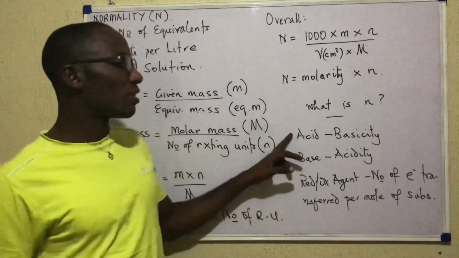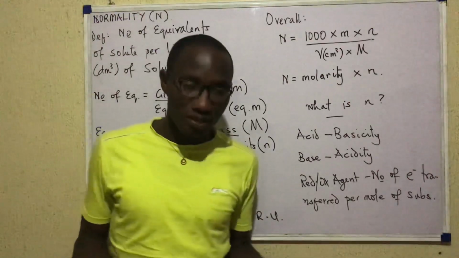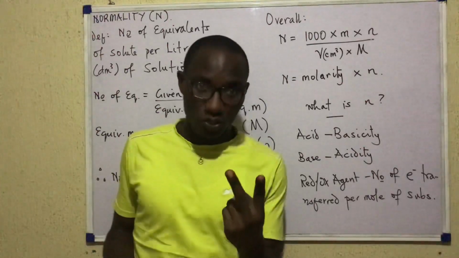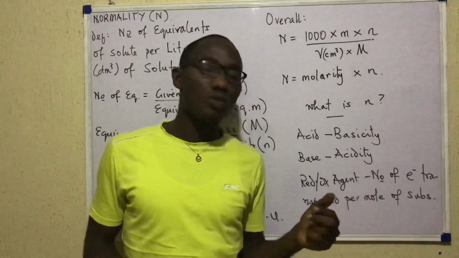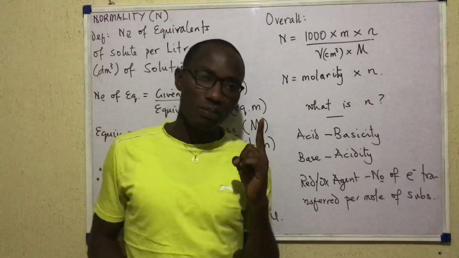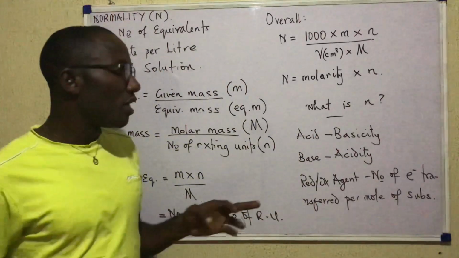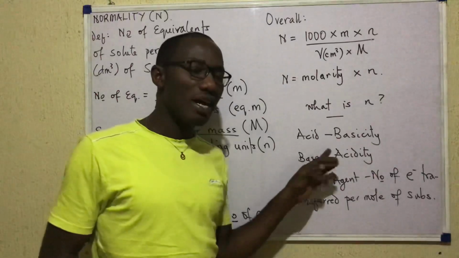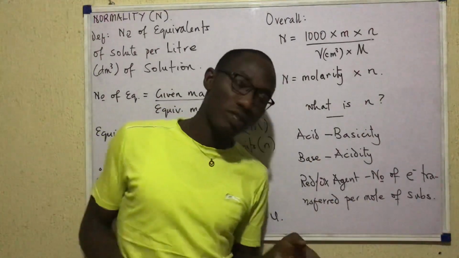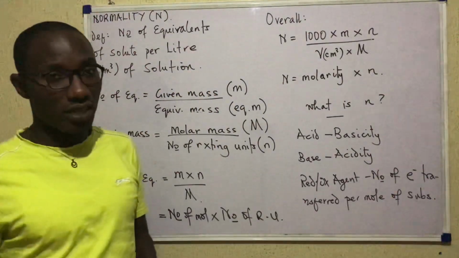First, for acids, number of reacting units is the same as basicity. So for an acid like H2SO4, whose basicity is 2, its number of reacting units will be 2. What about HCl? HCl has basicity of 1, so we say its number of reacting units is 1. Then for bases, their acidity is their number of reacting units. So like calcium hydroxide that has acidity of 2 is said to have 2 reacting units.